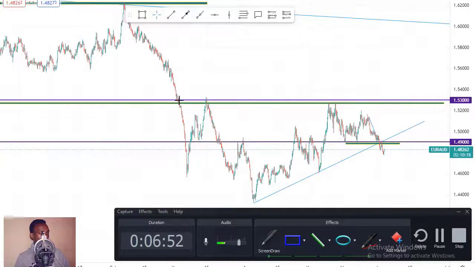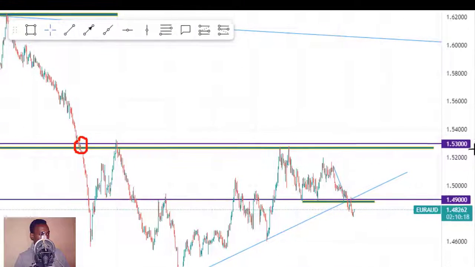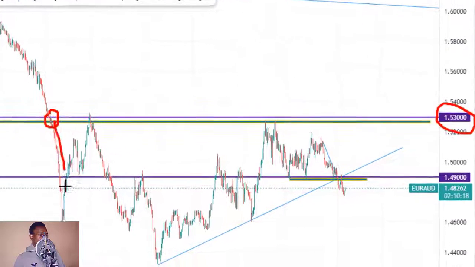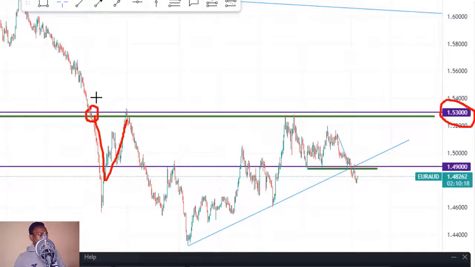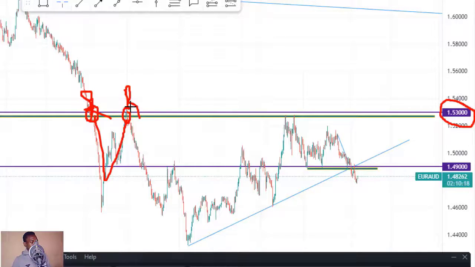So after breaking this major support here, which is on our key psychological level of 1.5300, it dropped and retraced to our support from before, and now here it turns into a resistance. Here it was meant to be a support, but it never held, and it becomes a resistance. And because of that, we look for our entry criteria by looking out for our confirmation, and we're able to place a trade within here and rally it all the way downward.